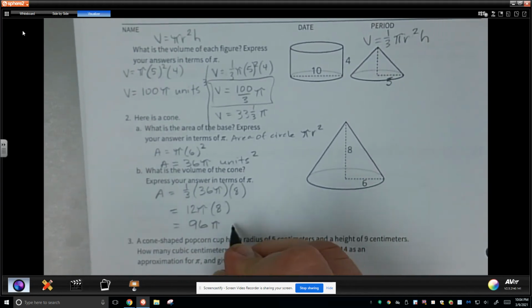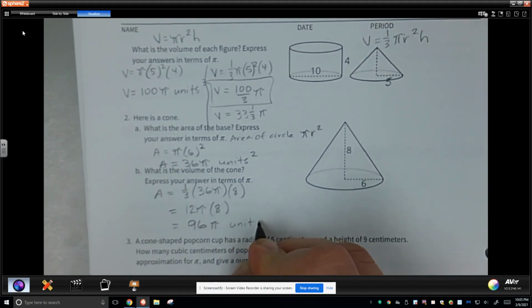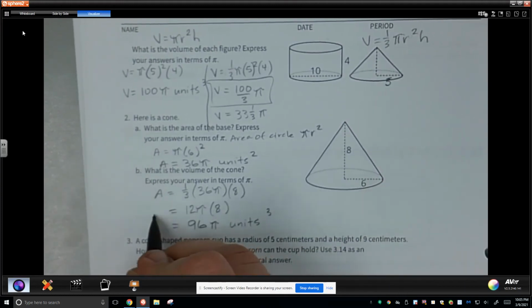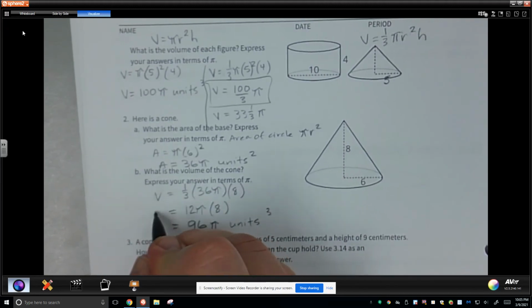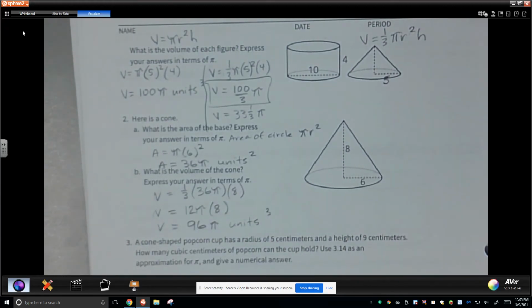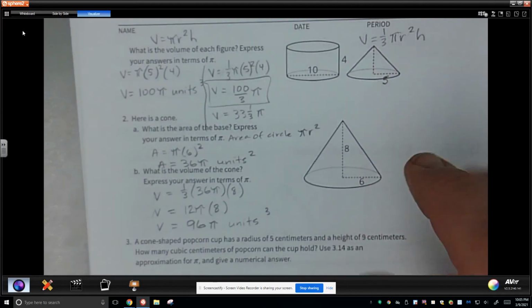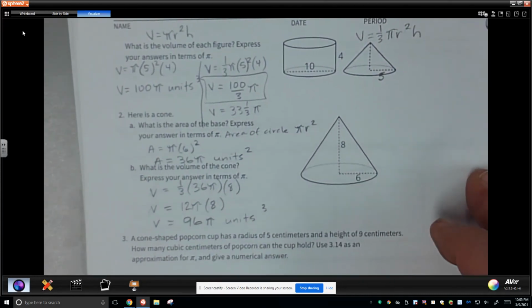times pi units, in this case, to the third power, because now, I don't know why I did area, this is volume, because now we're talking about a three-dimensional figure that is no longer just flat like area, but it has some height to it.